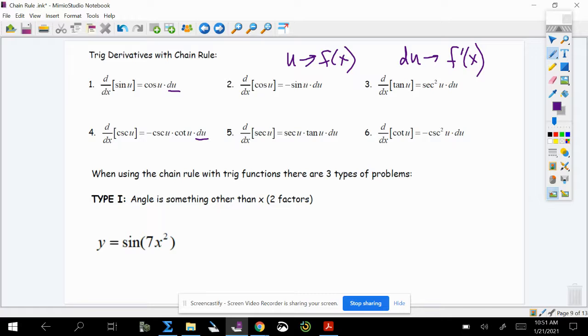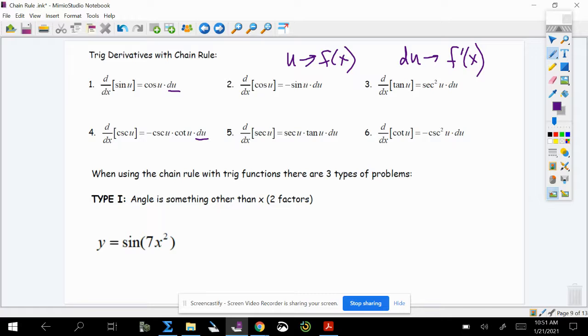of the angle. So when we're doing chain rule with trig, there's actually 3 types of problems. And I like to kind of break it up into type 1, type 2, type 3, so you can see what makes them different. So in this video, I'm going to show you the first 2 types, and then I'm going to do the third type in its own video because it's kind of a combining of the 2, and it is the longest of the 3 types.